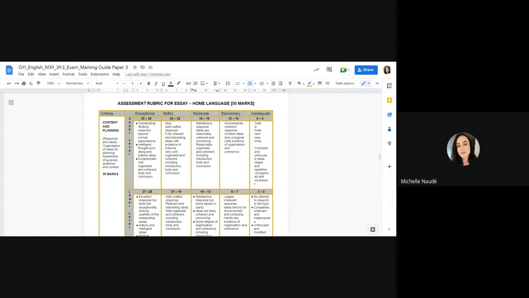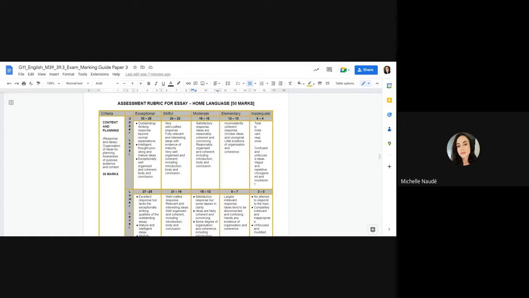For example, if we look at content and planning, it's very much organization of ideas. Did the child think this through? Did they go into it with intention? It's awareness of purpose, audience, and context. Again, I'm just referring to the essay rubric, but you need to apply this thinking to the transactional rubric too. Does the child show an awareness in how they've used language of what they're actually trying to achieve with this text, of who's going to be reading this text, that kind of thing.